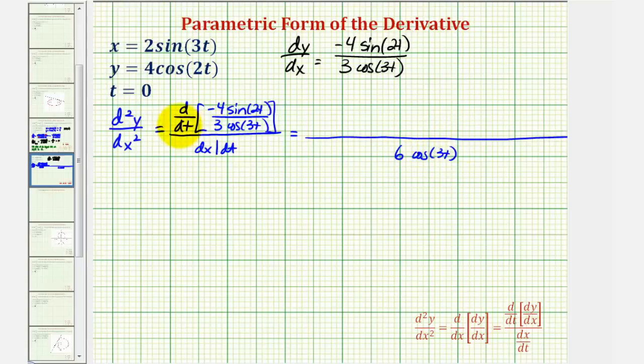And now let's find the derivative of this quotient with respect to t. So we'll have another fraction in the numerator. Let's begin with our denominator here, which, remember, when applying the quotient rule, is just the denominator squared. So we'll have 9 cosine squared 3t.